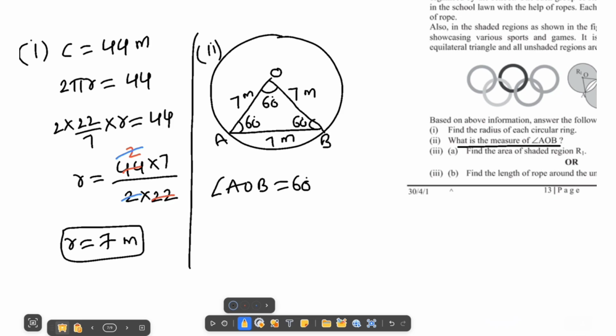Next, the third question, third A question. Find the area of the shaded region. So we have to find the area of the shaded region R1. Let's redraw it. Third question. So this is the circle OAB. So the shaded region is like this.